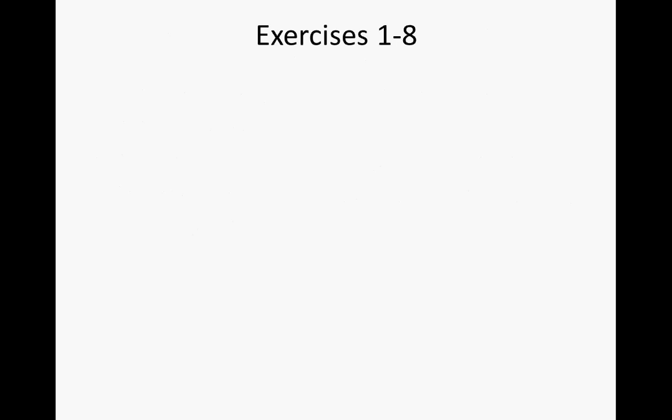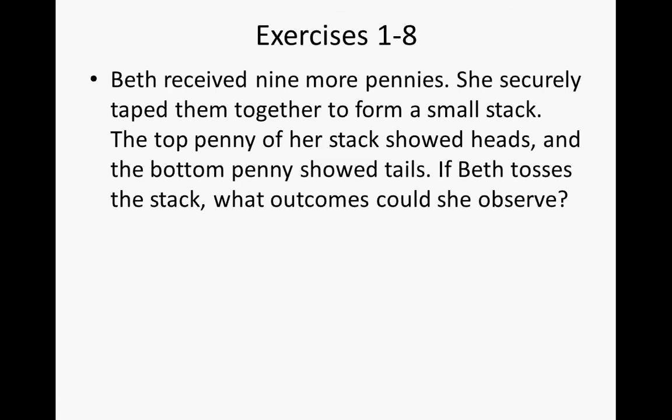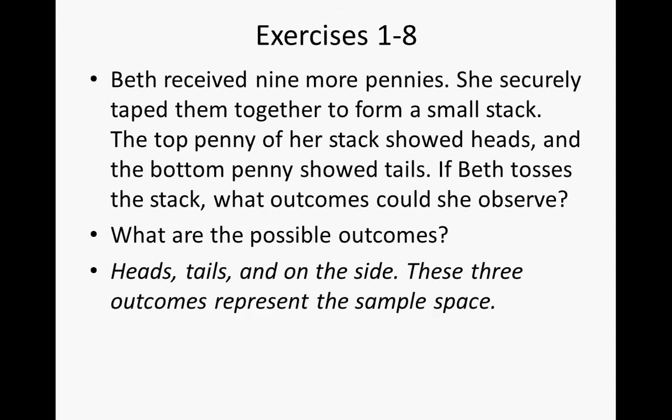So let's take a look at exercises 1 through 8. Beth received 9 more pennies. She securely taped them together to form a small stack. The top penny of her stack showed heads, and the bottom penny showed tails. If Beth tosses the stack, what outcomes could she observe? And what are the possible outcomes? Well, she would have heads, tails, and the stack landing on its side. These 3 outcomes represent the sample space.